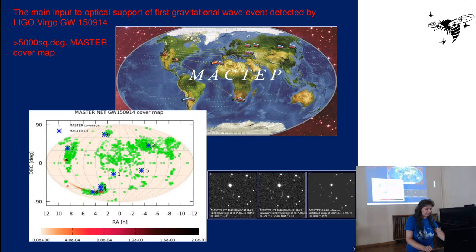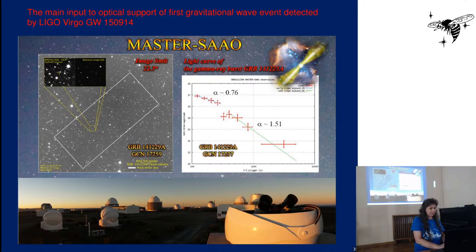It was all sky, and later, it was all sky during the whole observational period. And the most probable map is here. It was in the southern hemisphere, and one of the transients that we detected there by the MASTER auto-detection system was a supernova that was observed by MASTER and later by the SALT 10-meter telescope. Here is one of our results.